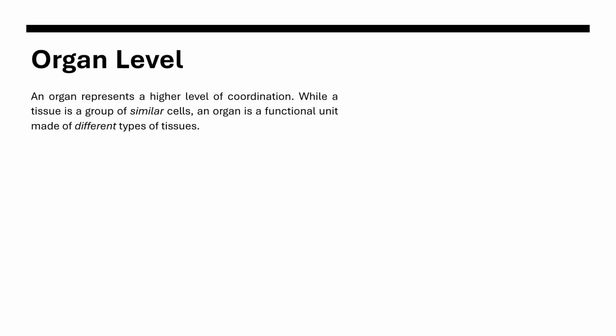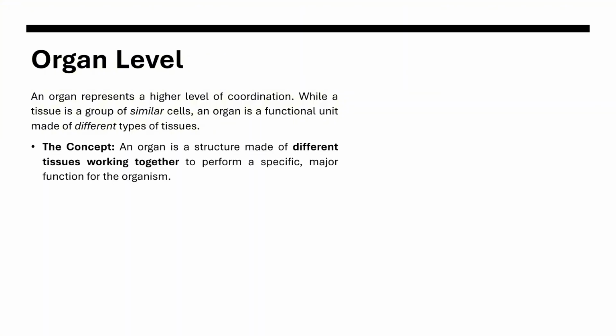So my dear students, welcome to the organ level. If a tissue is a team of similar workers, an organ is a complete department. It represents a much higher level of coordination. While a tissue is made of similar cells, an organ is a functional unit built from different types of tissues. So the concept here is the major function.